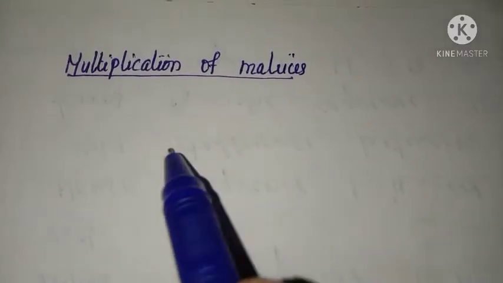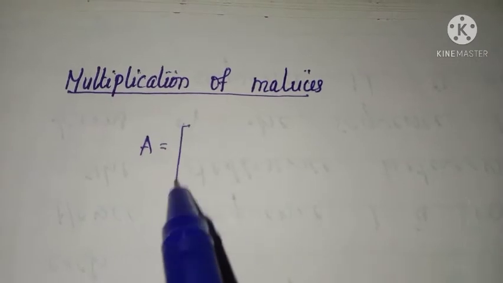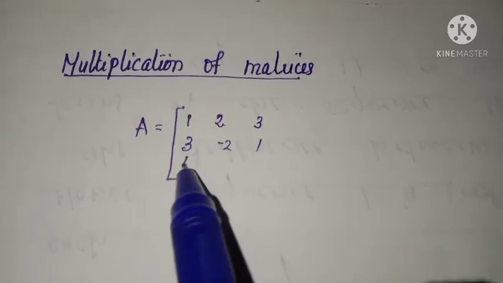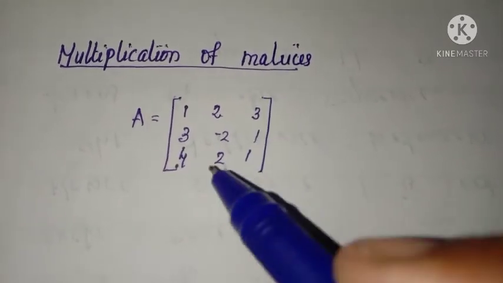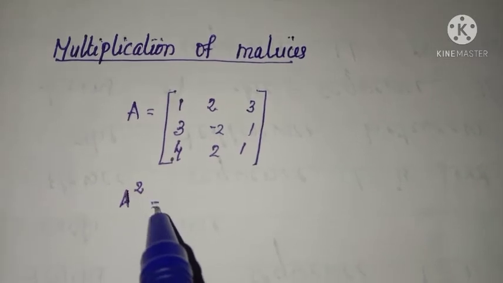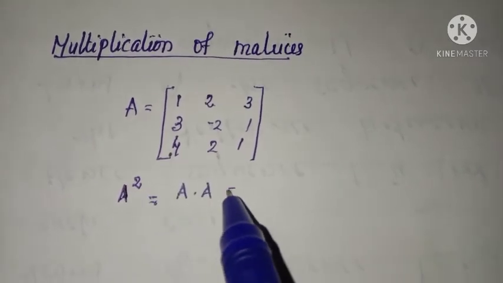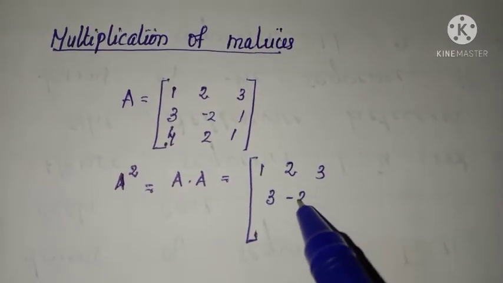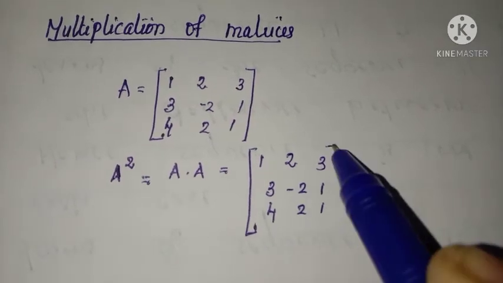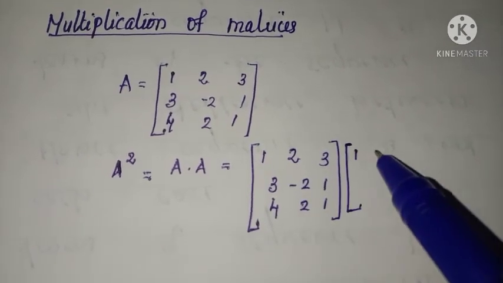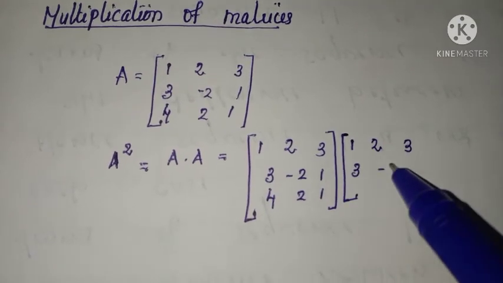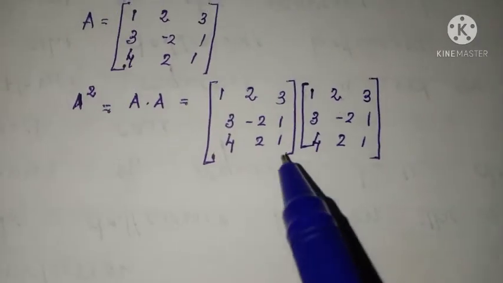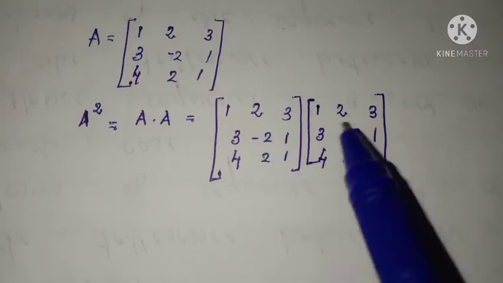Multiplication of matrices. Suppose we have a matrix A equal to [1, 2, 3; 3, -2, 1; 4, 2, 1]. We need to find A square. A square is obtained by A into A. So multiply the matrix [1, 2, 3; 3, -2, 1; 4, 2, 1] with the same matrix itself. This is very important, matrix multiplication.